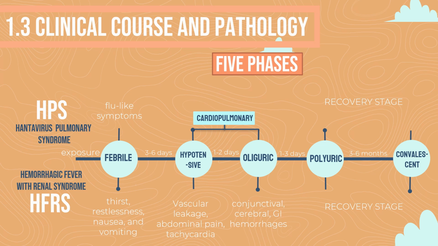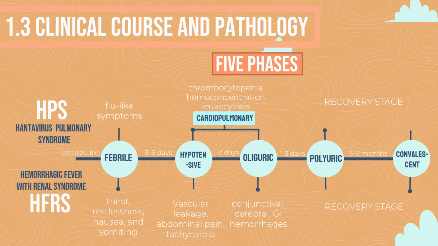Also in HPS, most deaths occur during the cardiopulmonary phase, with progressively worsening thrombocytopenia accompanied with headache, back pain, abdominal pain, and diarrhea. There is also hypertension, respiratory failure, and oliguria during this phase.